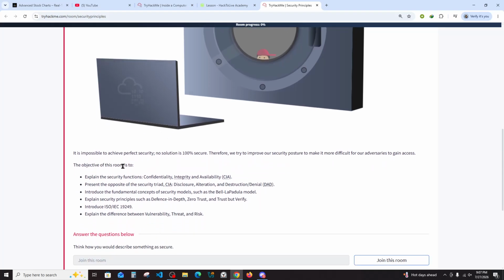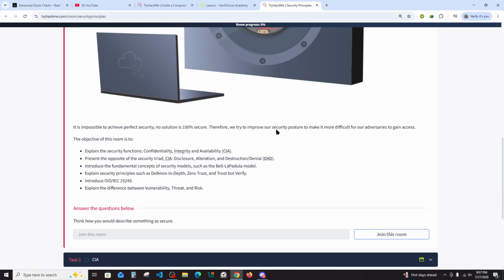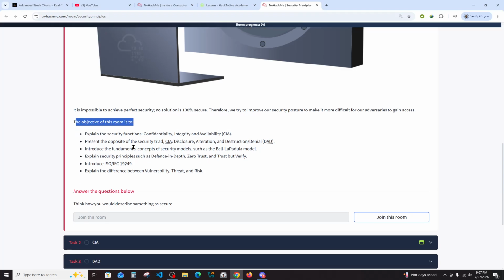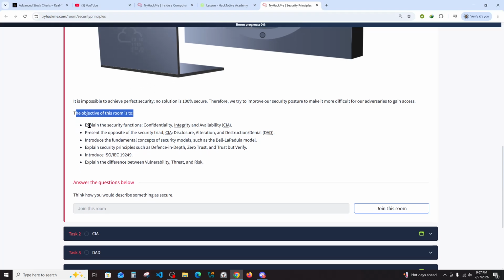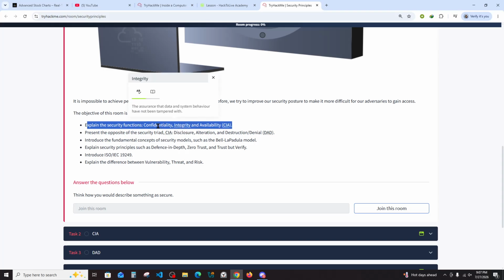It is impossible to achieve perfect security. No solution is secure. Therefore, we try to improve our security posture to make it more difficult for our adversaries to gain access. The objective of this room is to explain the security functions: confidentiality, integrity, and availability.